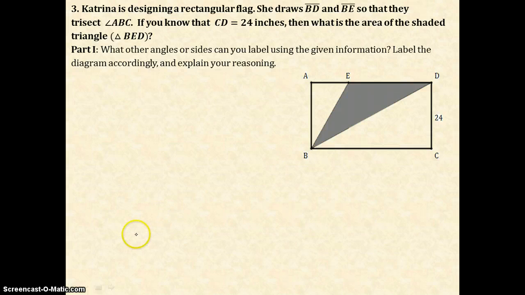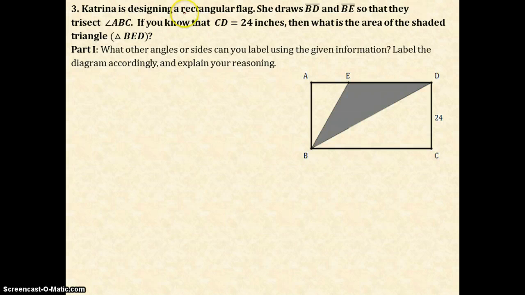Katrina is designing a rectangular flag. She draws BD and BE so that they trisect angle ABC. If you know that CD is 24 inches, then what is the area of the shaded triangle, triangle BED? Well, part one is, what other angles or sides can you label using the given information?